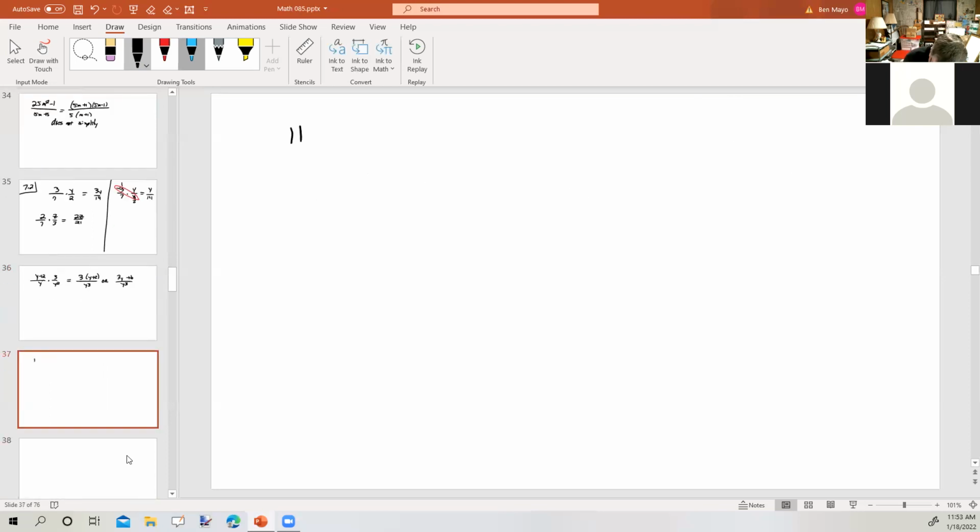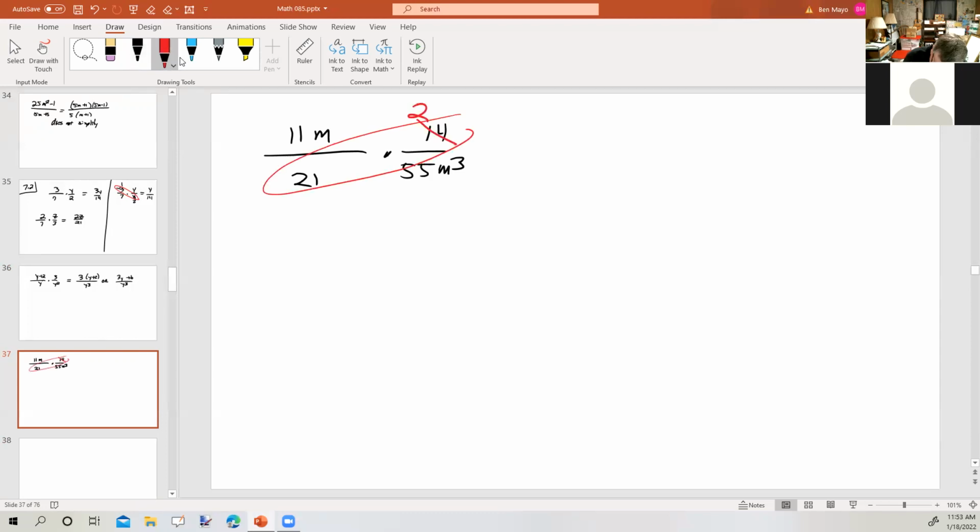What about this situation? 11m over 21 times 14 over 55m cubed. Well, 14 over 21 reduces to 2/3. 11 over 55 reduces to 1/5. m over m cubed reduces to 1 over m squared. And I've got 1 times 1 times 2 over 3 times 5 times m squared. So 2 over 15m squared. Again, any questions there?